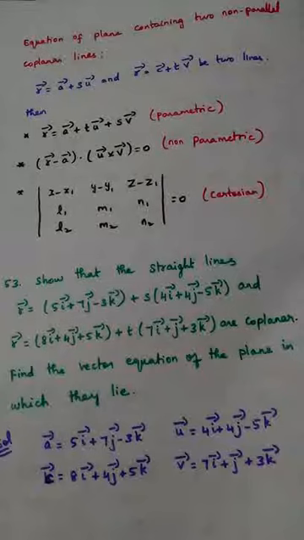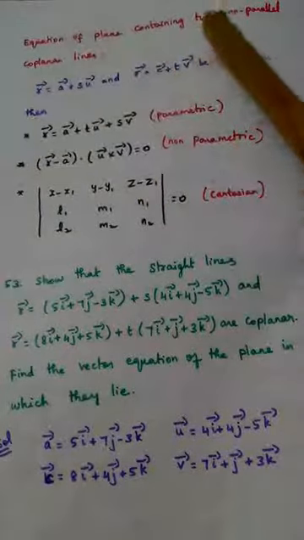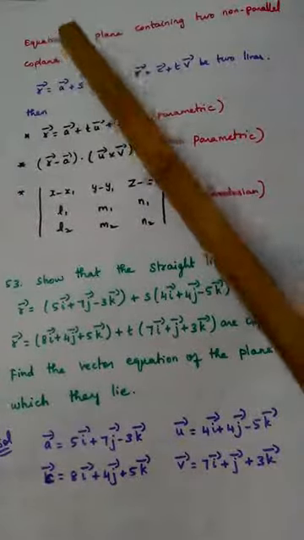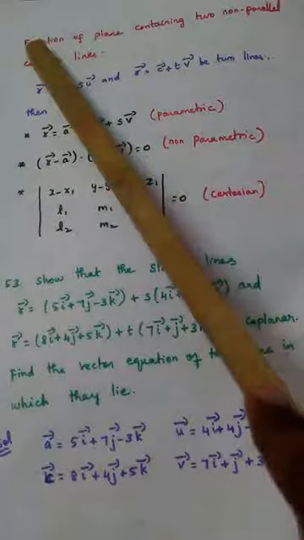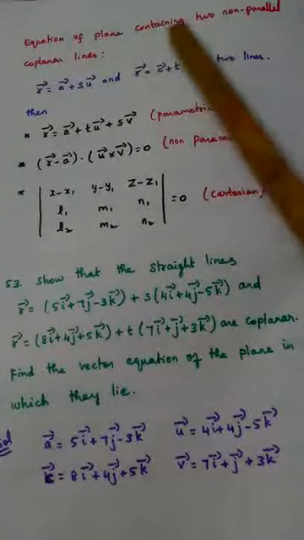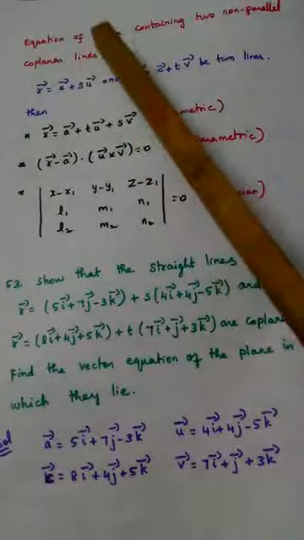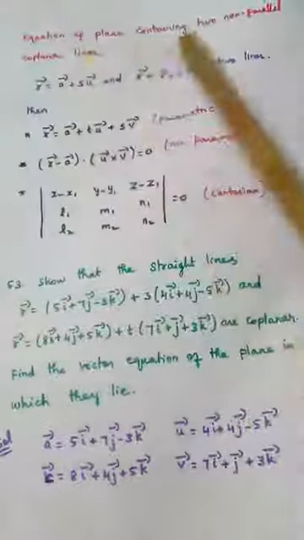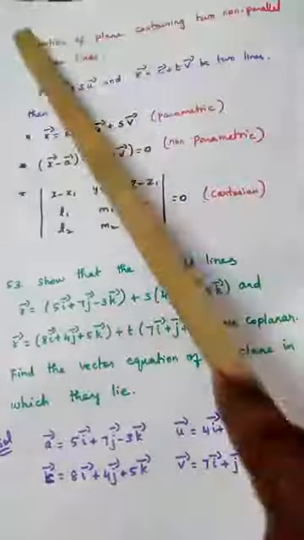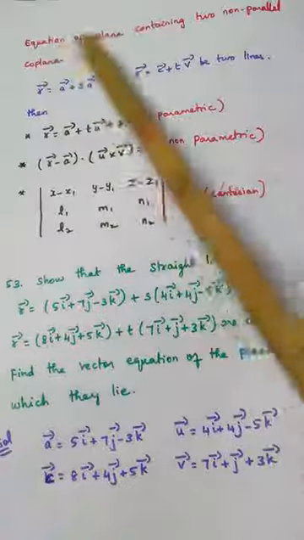Next result, next heading is equation of plane containing two non-parallel coplanar lines. So what is the heading? This heading is nothing but representing the equation of a plane. What is the condition? The plane should contain two coplanar lines. So two lines, if they lie in a plane, what is the equation of the plane? That is the heading. Again I repeat, this is the heading to find the equation of a plane. What is the condition?